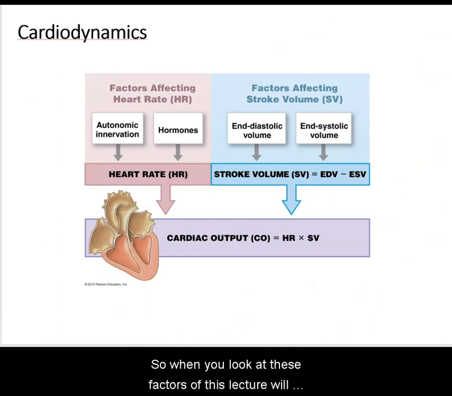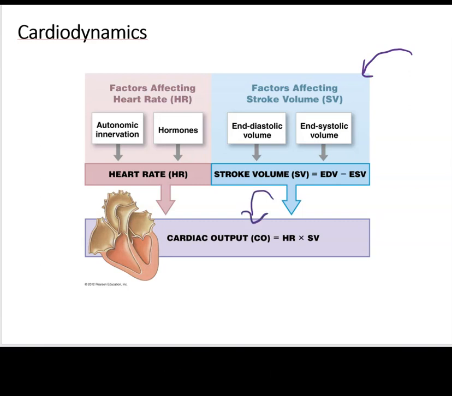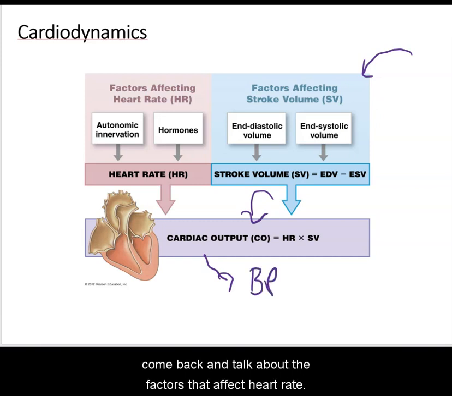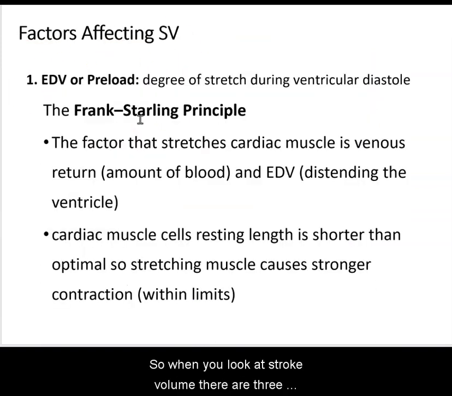So when we look at these factors, this lecture will focus on the factors on stroke volume, because we know that's a pretty important component of cardiac output. And cardiac output is one of the main players for blood pressure. In our next lecture, we will come back and talk about the factors that affect heart rate. So when we look at stroke volume, there are 3 factors that affect it, and you're going to star this one. The number one factor that affects your stroke volume is known as the EDV, or preload.